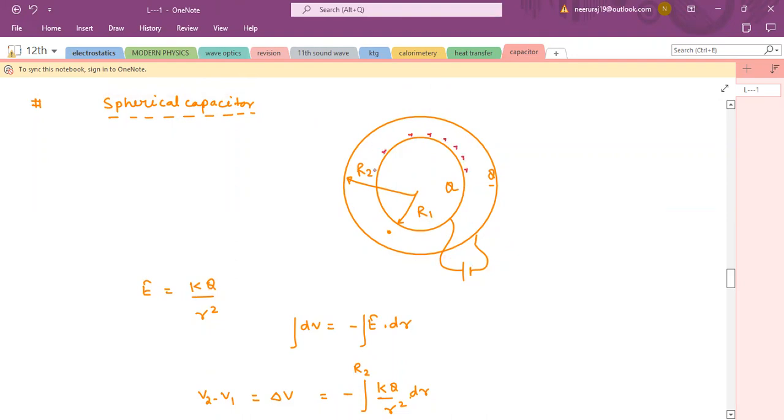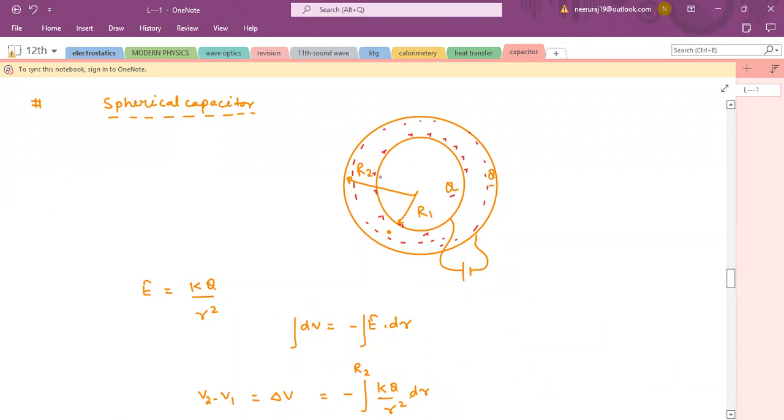On this plate, there is plus Q charge, and on this plate, there is a minus Q charge, right? But now they are asking how much is the capacitance of the system. So you know how to find out the capacitance. On one plate, put plus charge, on the other plate, minus charge. The first step. Second step, find out the electric field between the plates.